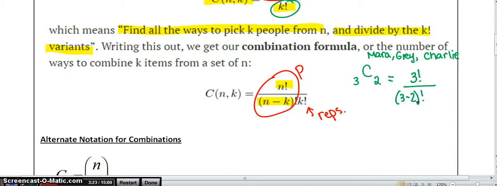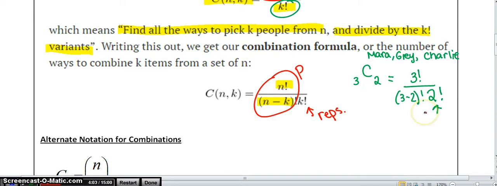In a permutation, order matters. So Mara comes in first place, Gray comes in second place, and that's different from Gray in first place, Mara in second place. But in a combination, order doesn't matter. If I say Mara and Gray, that's the same thing as Gray and Mara. If I just looked at the permutation, I'd be double counting Mara and Gray as one option, and Gray and Mara as another option. Whereas in a combination, I want to consider those being the same thing. That's why I need to divide by this 2 factorial as well.